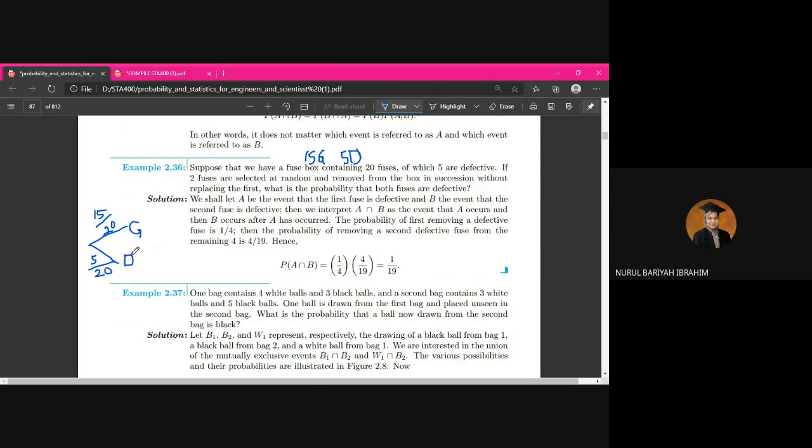Okay. So at the second selected, sama juga kita nak pilih sama ada good or defective. Okay, if we have the good fuse at the first selected, because this is without replacement, so kat sini akan jadi 14 over 19. Sebab dah ambil satu good, so tinggal lagi 14 per 19 sebab dah ambil satu kan. But untuk defective dia still ada lagi 5.